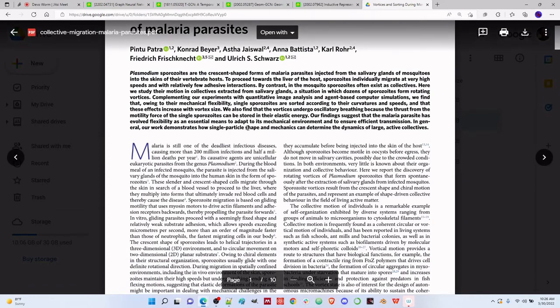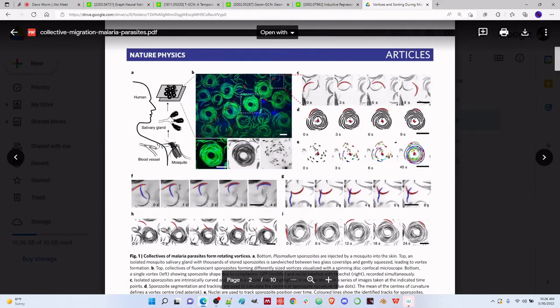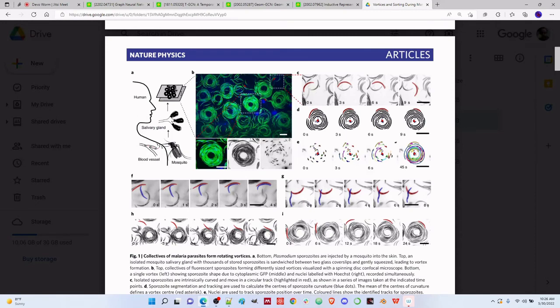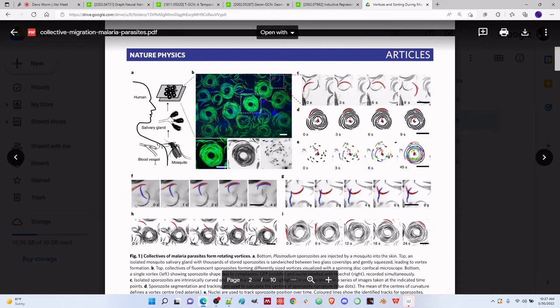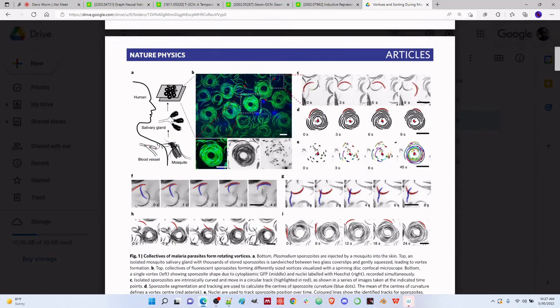In general, our work demonstrates how single particle shape and mechanics can determine the dynamics of large active collectives. So this is an example of some of these collectives and how they're rotating. This is also an example of how you might get an infection of these parasites. You have the mosquito, and the mosquito bites a human, say, and these parasites go through the salivary gland, and they have to go through the skin of the host, and then they get into the blood vessel and move through the blood vessels. So you have the skin, a viscoelastic material, and then the bloodstream, which is also viscoelastic, but less dense. And they're moving through that, so they have to have this sort of adaptability at the collective behavior level.